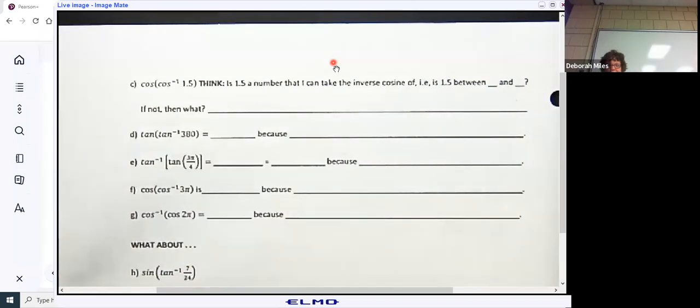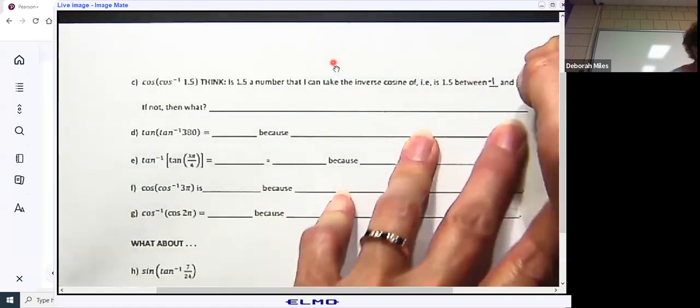Cosine of inverse cosine of 1.5. In order for those to undo each other and just leave me 1.5, I have to think, is 1.5 an answer that I can take the inverse cosine of? No, because it's not between what and what? It's not between -1 and 1.